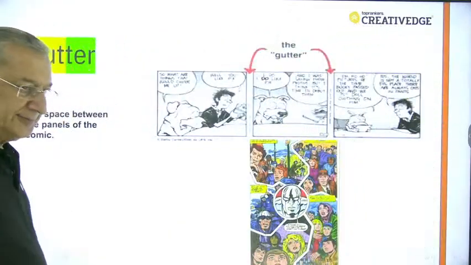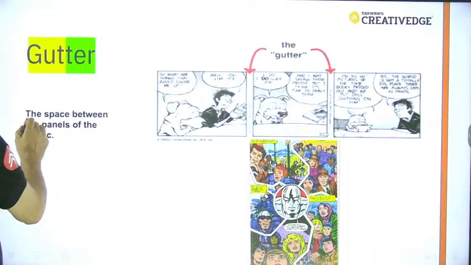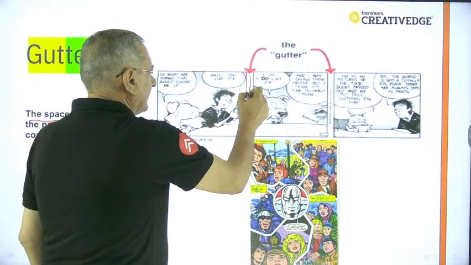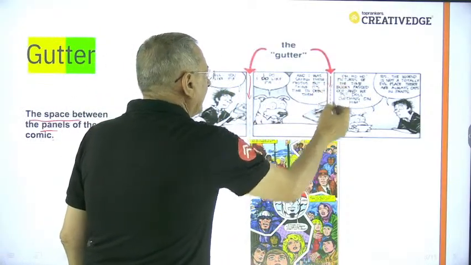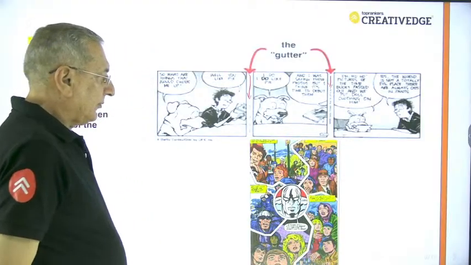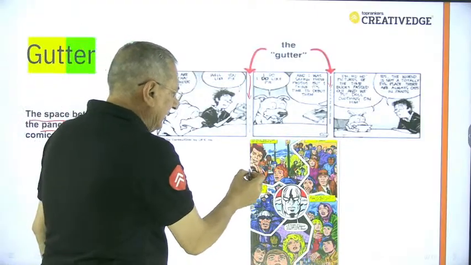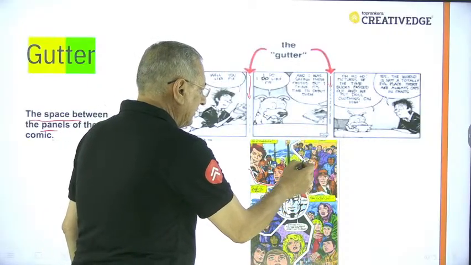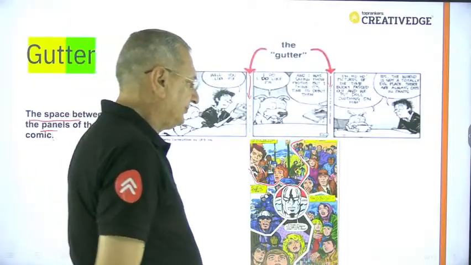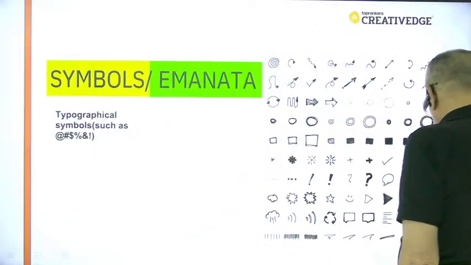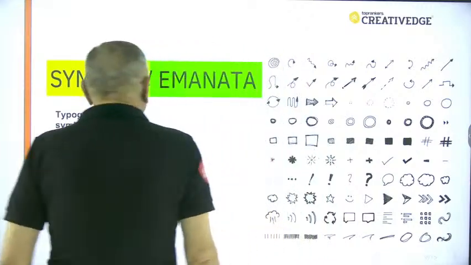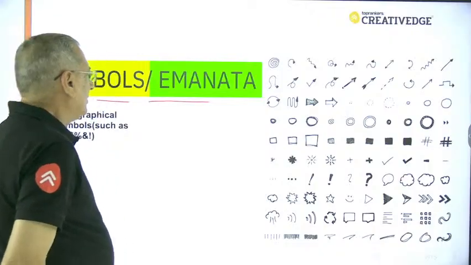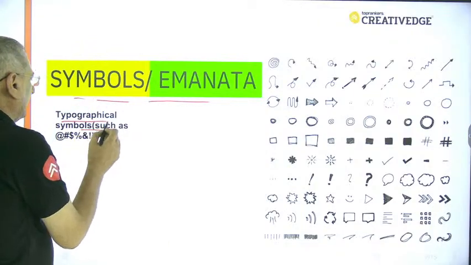Next is gutter. The space between the panels of the comic. Now, a comic strip can be written like this as well. Next are symbols or emanata. It could be typographical symbols as well.